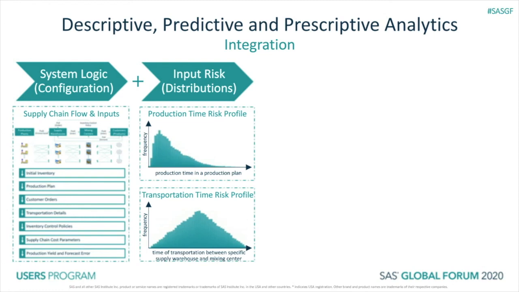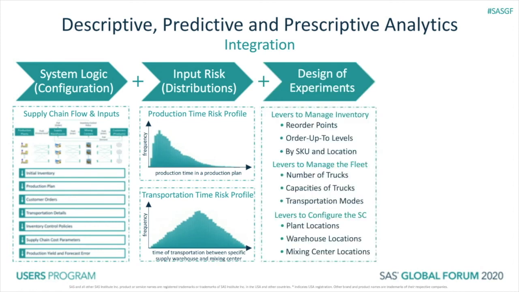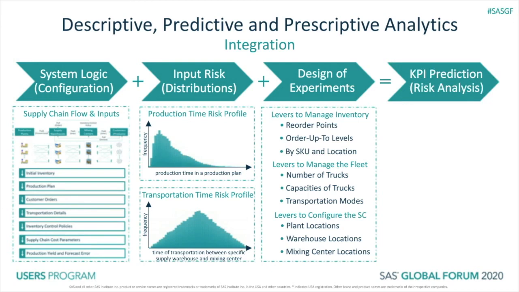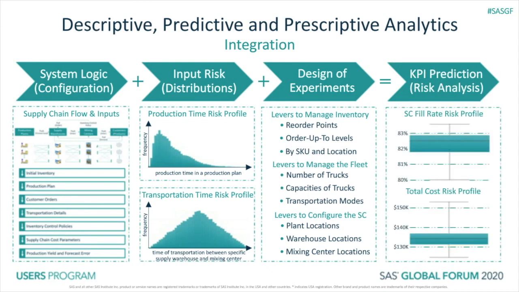So these are the plots we are going to be using to capture the randomness in the inputs. Then we are going to specify the levers we have in the system, and we are going to use them as we design the simulation experiments. You can actually have a wide variety of levers that you can play with to move towards a good system of supply chain design. Here we are going to be using our reorder points and order up to levels, and then we are going to execute the simulation and obtain the risk profile of the supply chain key performance indicators.